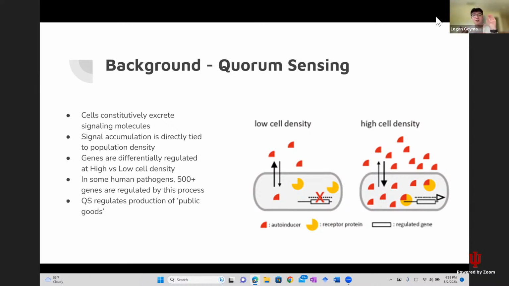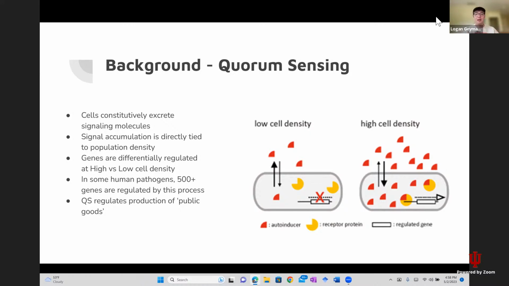And so after they hit a certain threshold of these molecules, they'll switch on these high cell density genes and switch off the low cell density genes. And when that threshold falls, or the molecules fall back below that threshold, they turn off the high cell density genes and back on the low cell density ones.